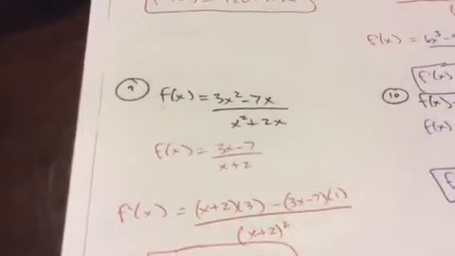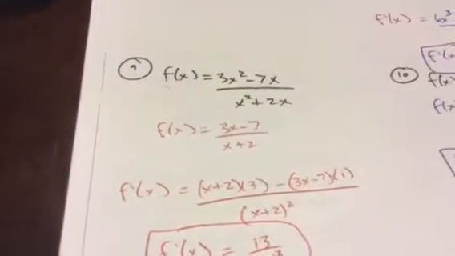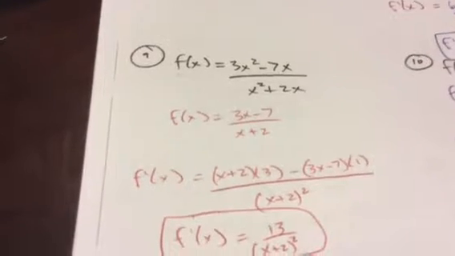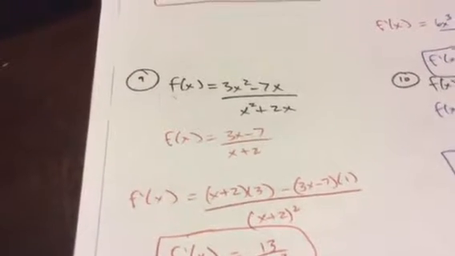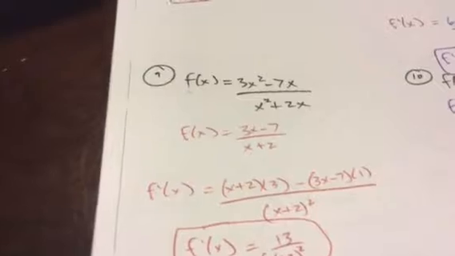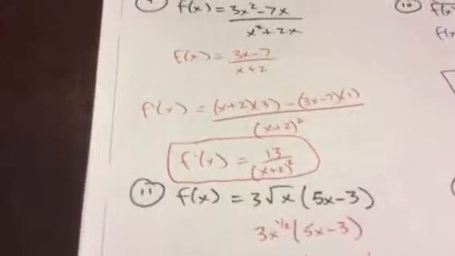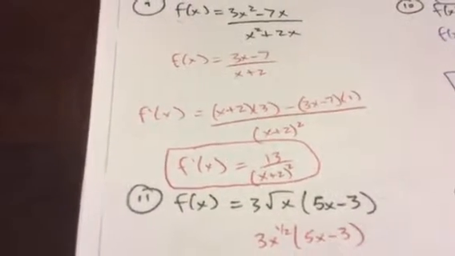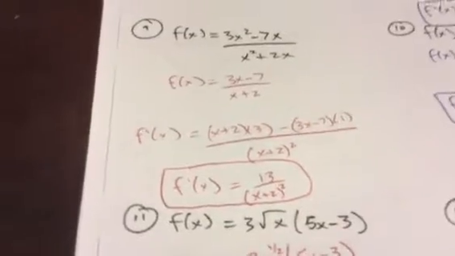Number 9, we have the quotient rule again, but divide out next, taking x away from everything. Then you have low d high minus high d low all over low squared. It does simplify nicely. The 3x's cancel. You're going to have 6 minus a negative 7, which is 6 plus 7, 13.